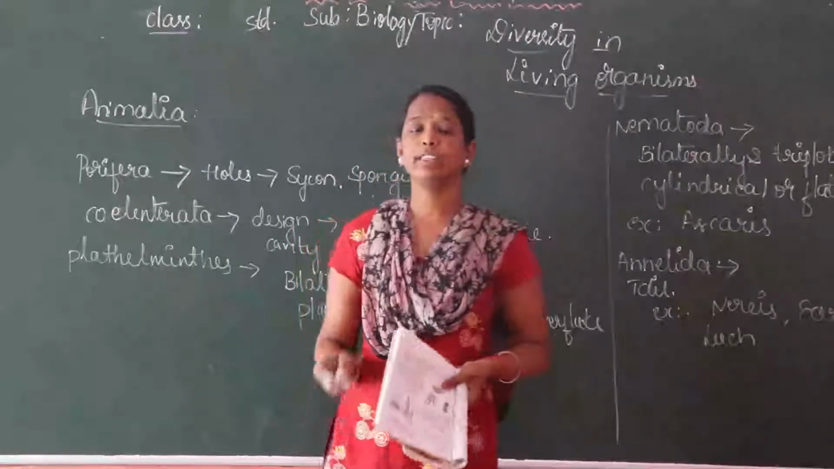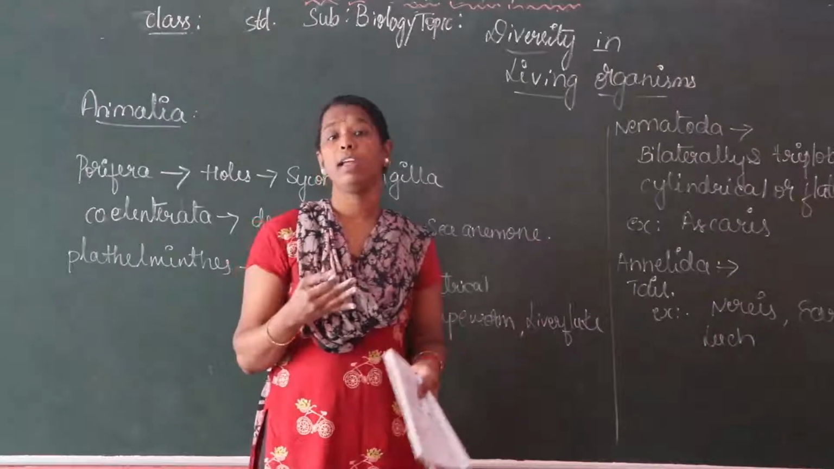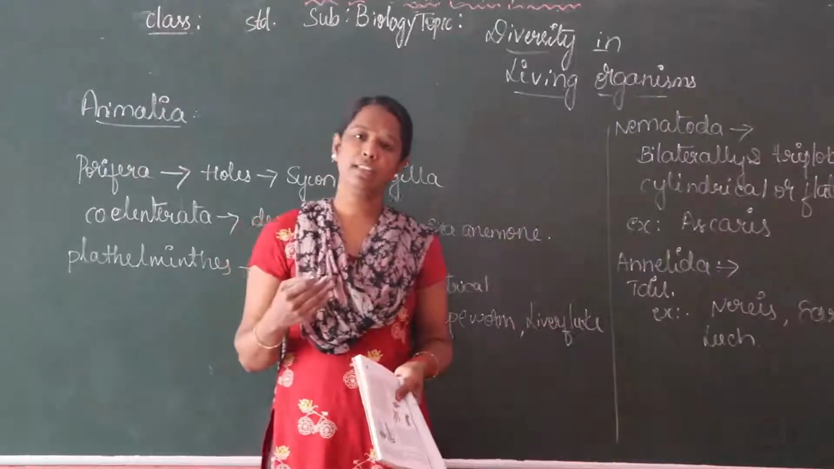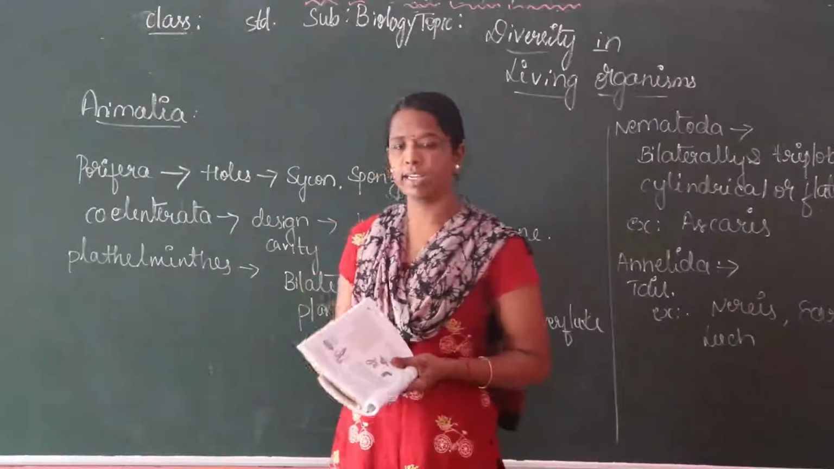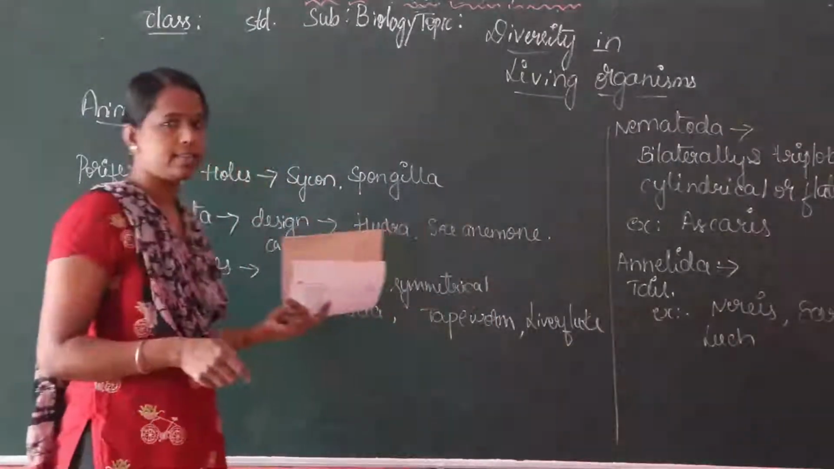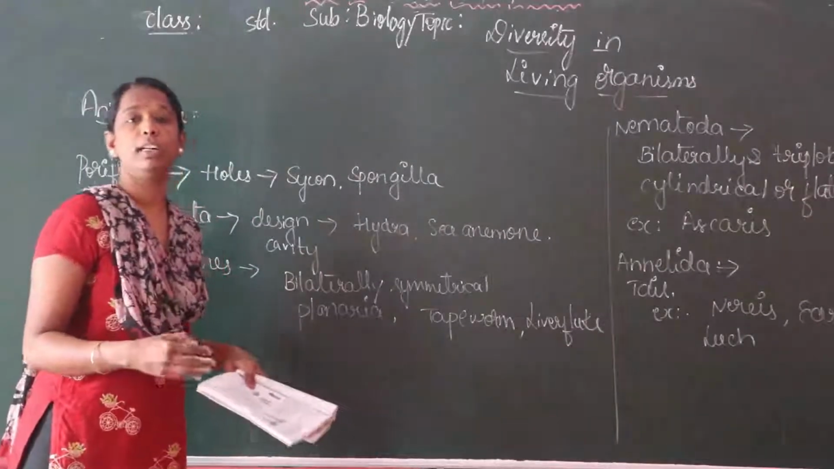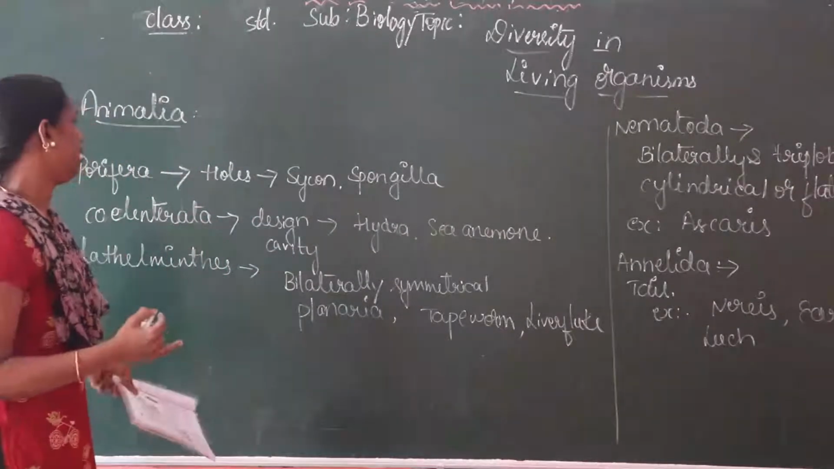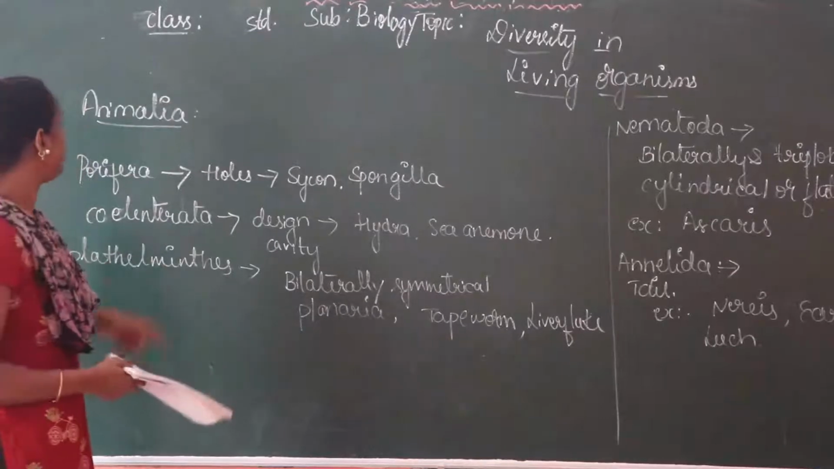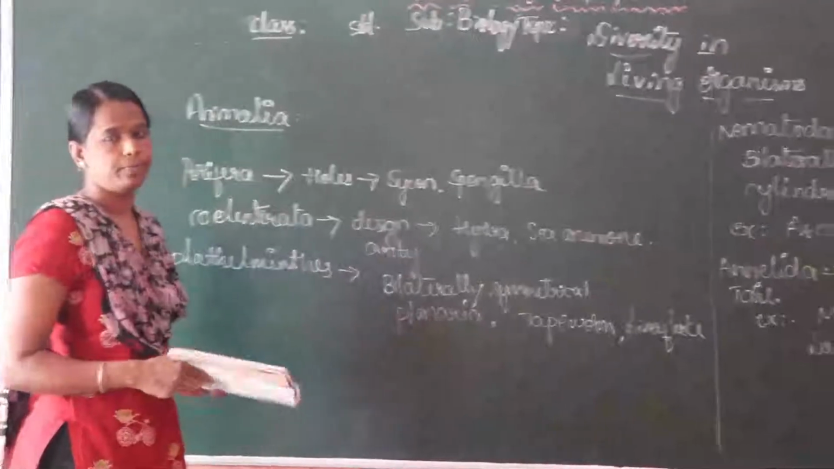Children, last class we discussed the plant kingdom. In that we learned about Thallophyta, Pteridophyta, and so on. But in this class, we will learn about the Animalia kingdom, the animals. Here the first group in the Animalia kingdom is Porifera.